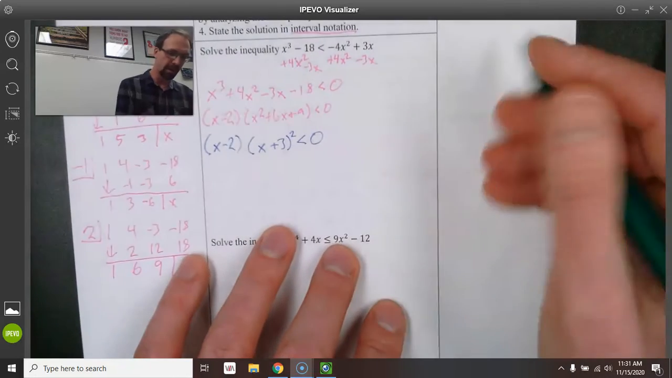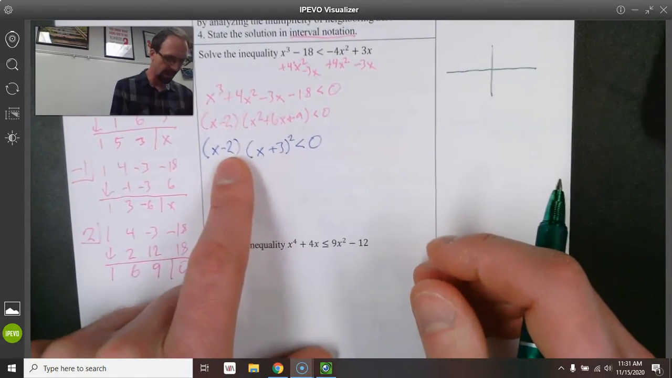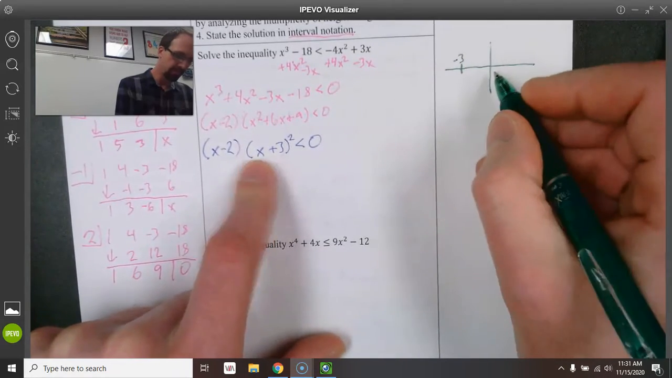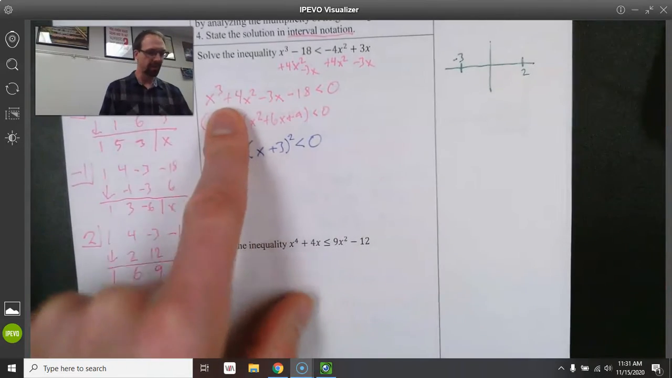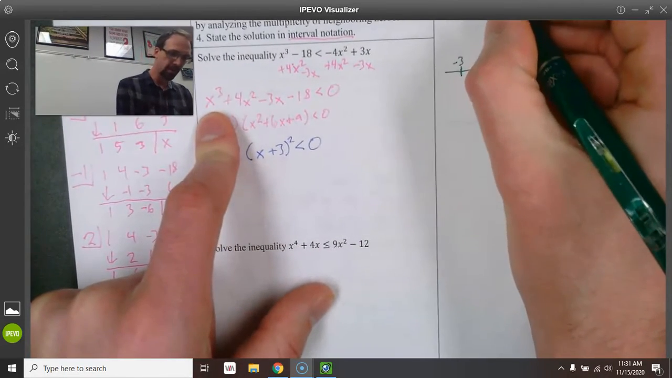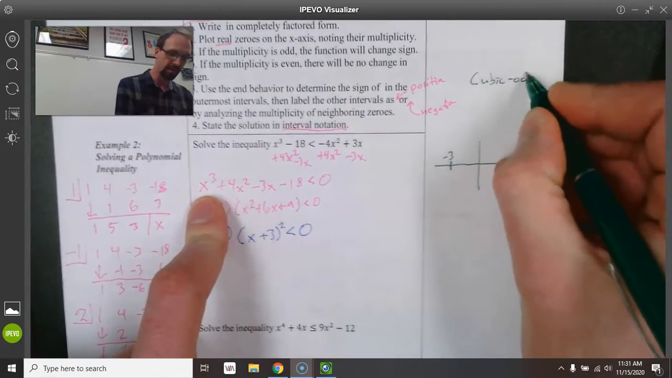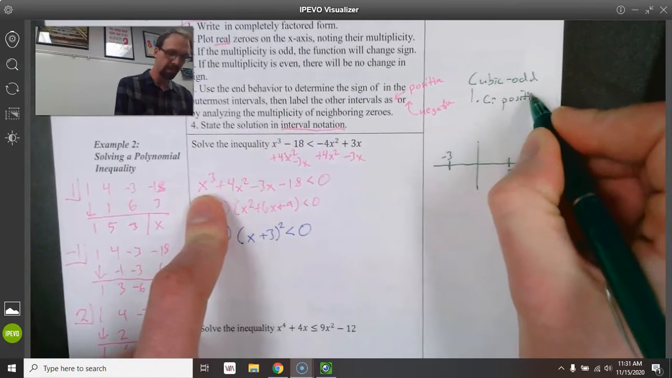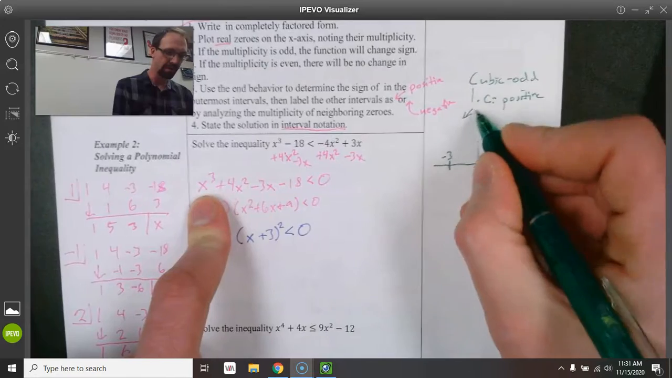So making my graph off to the side here. So here I have a negative 3 as a solution, and then I have 2 as a solution. Okay, so now I know that this is a cubic. Leading coefficient is positive. So if it's cubic, that's an odd degree. And then my leading coefficient is positive. So then I know my end behavior for this particular type of graph is going to be down and then up.